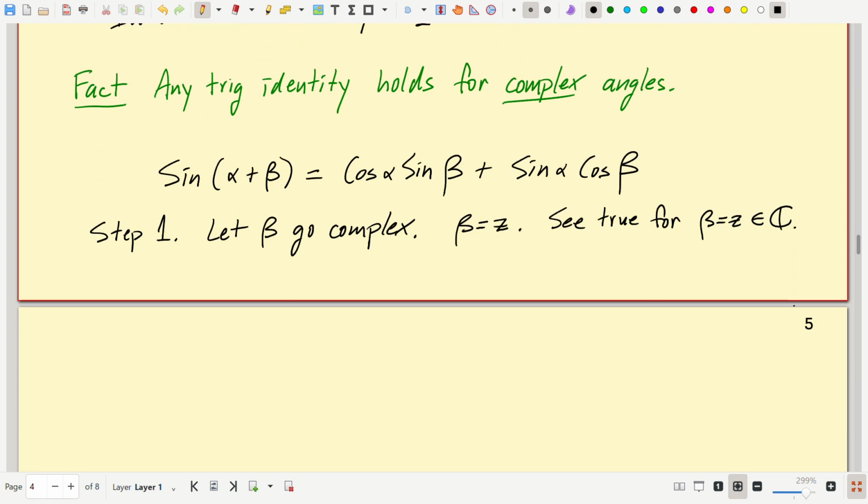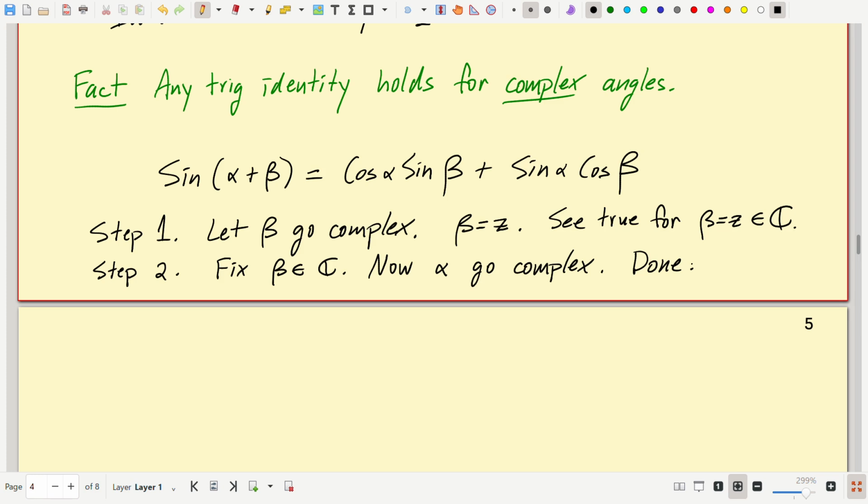Okay, now step two is fix beta again. Fix beta in C. Now do the same thing for alpha. Now let alpha go complex. And you're done. So that's a fun fact. So you can get trig identities for complex numbers without drawing any triangles.